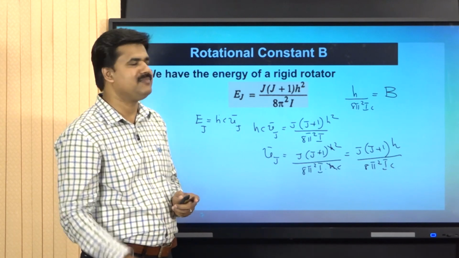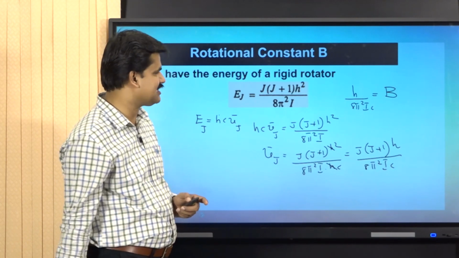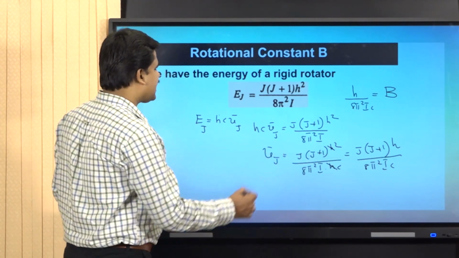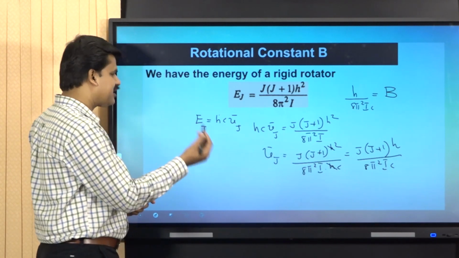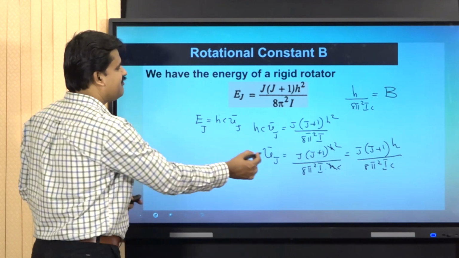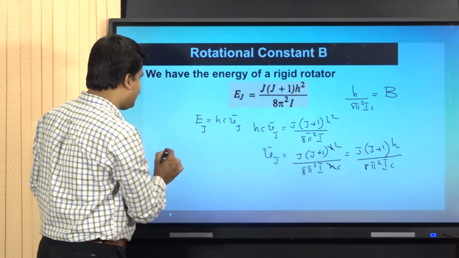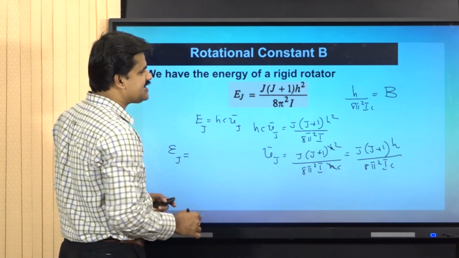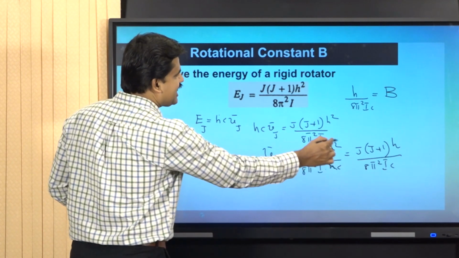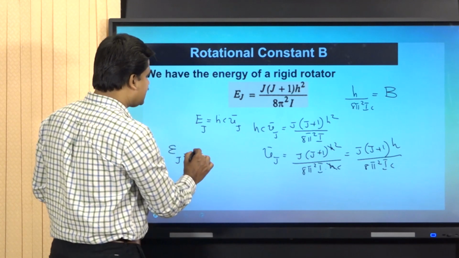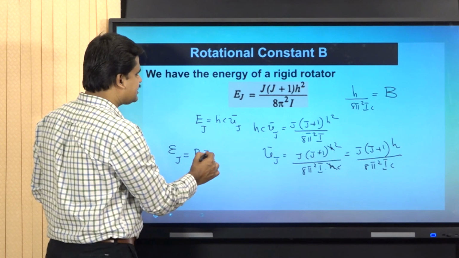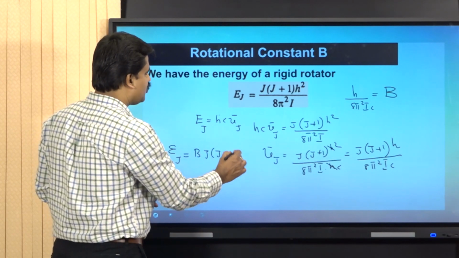It may be centimeter inverse, meter inverse, etc. So, nu bar j is equal to this much. For convenience, in spectroscopy notation, we replace nu bar j by a new term, epsilon j. Therefore, epsilon j is equal to h divided by 8 pi square I C, that is nothing but B, and there is one more term in the numerator, that is j into j plus 1.